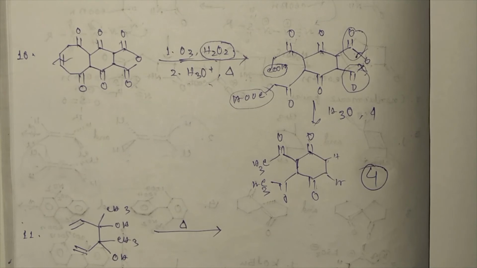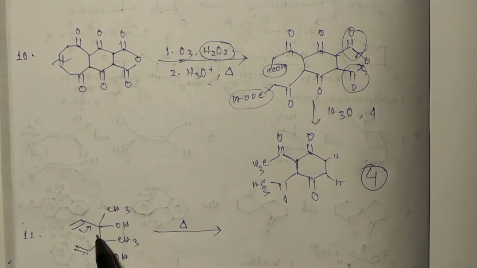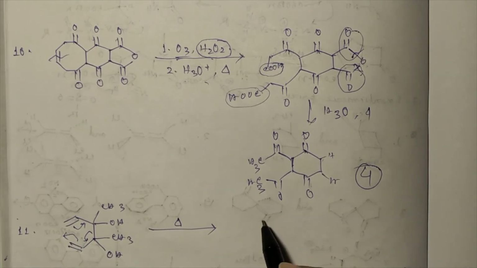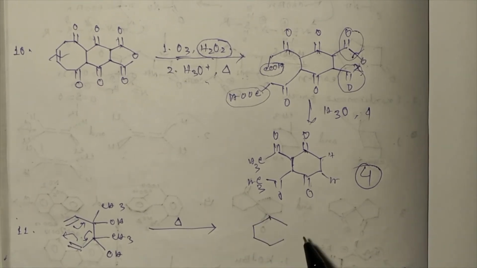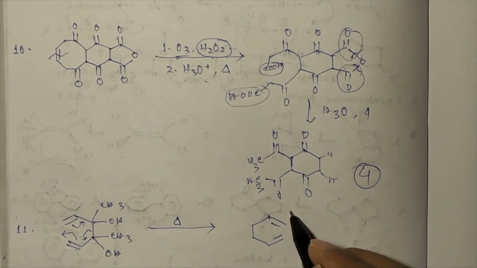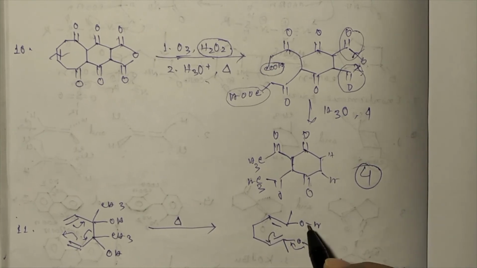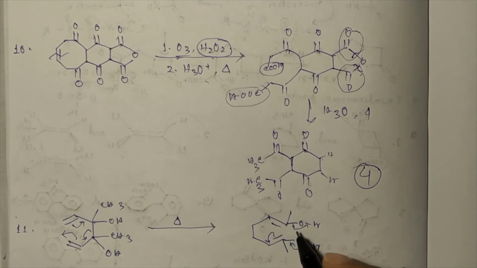And another question is the strongest band observed in the IR spectrum of the final product of the following reaction. So if it is heated, then what will happen here? A 3,3 sigmatropic rearrangement will take place. 3,3 sigmatropic rearrangement. So OH, now this will be tautomerized to carbonyl.